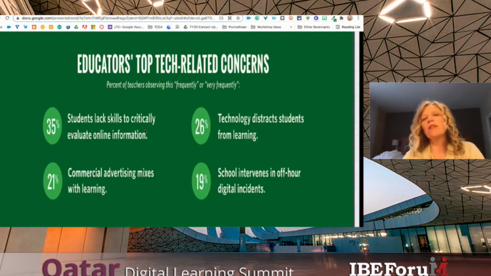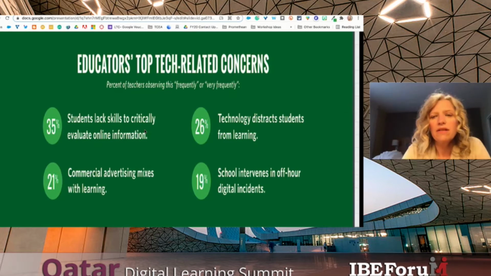And then on this one, this graphic here is educators' top tech-related concerns. On this one, 35% of students lack skills to critically evaluate online information. So this has to be taught, but what we're also seeing is teachers need to be taught how to critically evaluate online information as well. So again, sometimes we're asking educators to teach this, but they haven't been taught or fully understand it themselves.